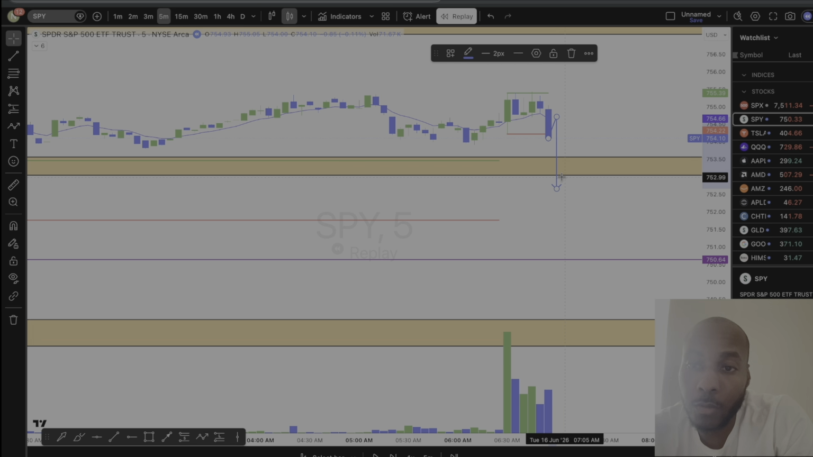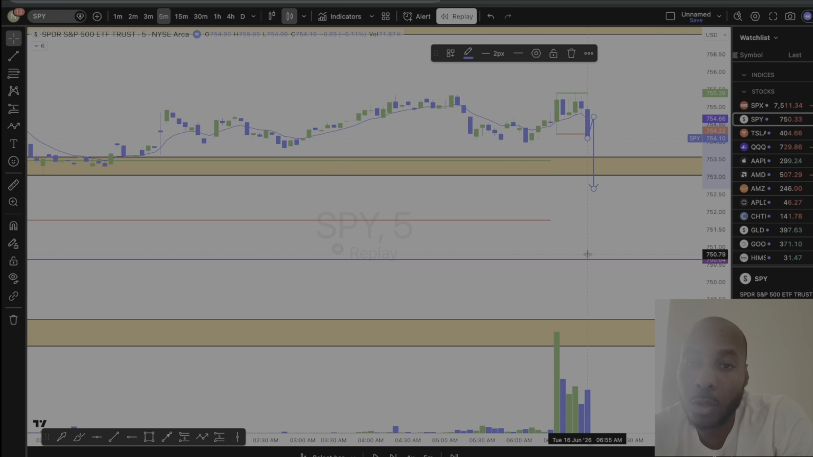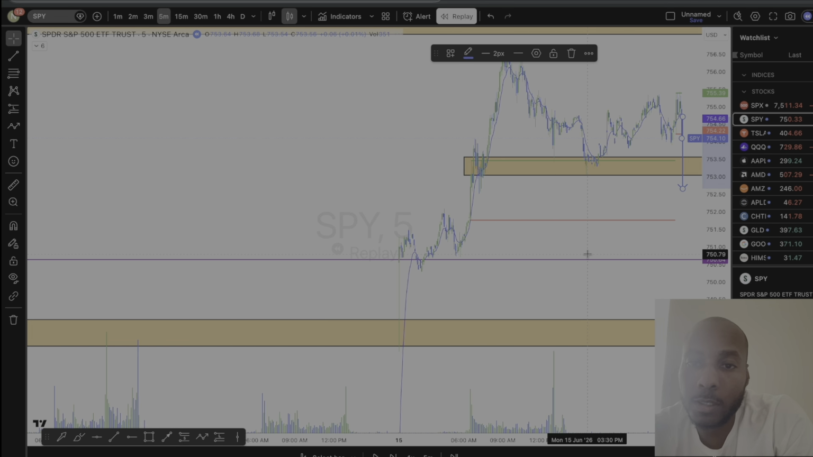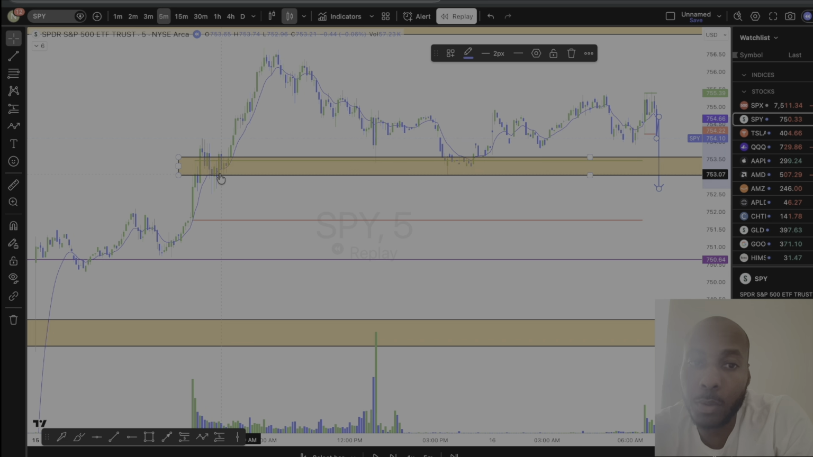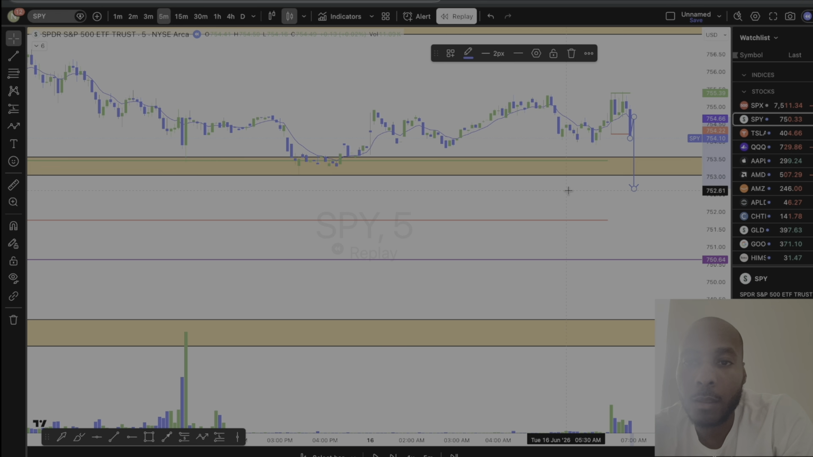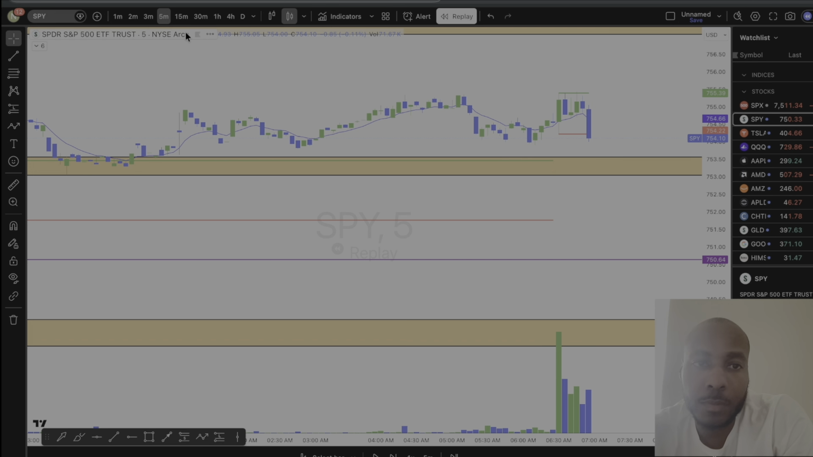And I know if it gets below this level here, I'm targeting 750.64. Why? Because we broke this support, and now the next level that pushed up was down here. The next level that was a big push to the upside was 750.64, as you can see. So let's go ahead and delete that. I'm going to tell you exactly when I took the trade.